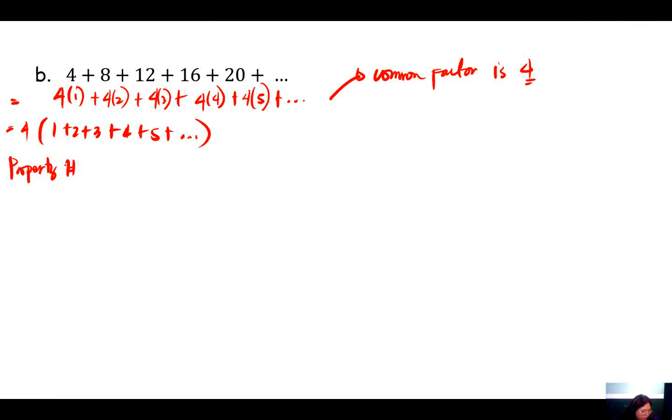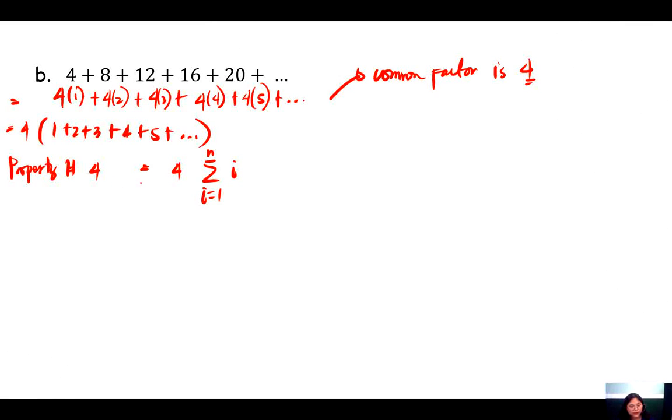Property number 4. We can use property number 4. Okay? So we have 4. The sum from i equals 1 to n of i. Okay? So our i is 1, 2, 3, 4, 5 up to infinity.